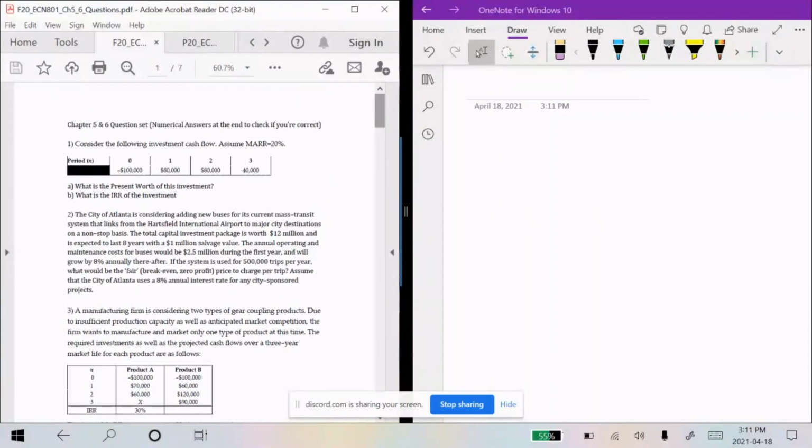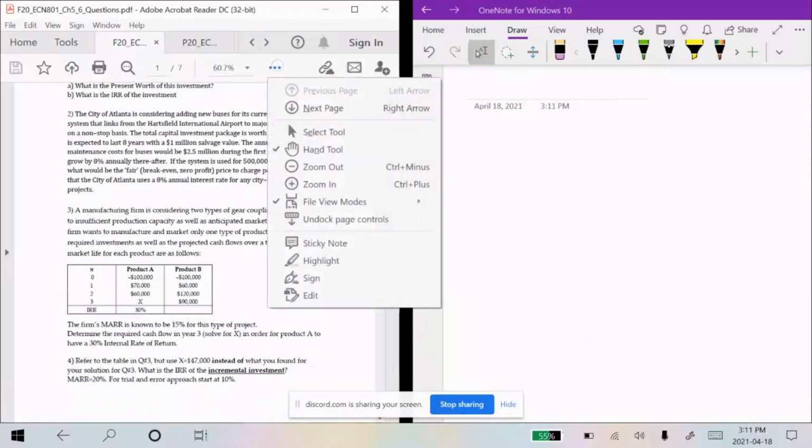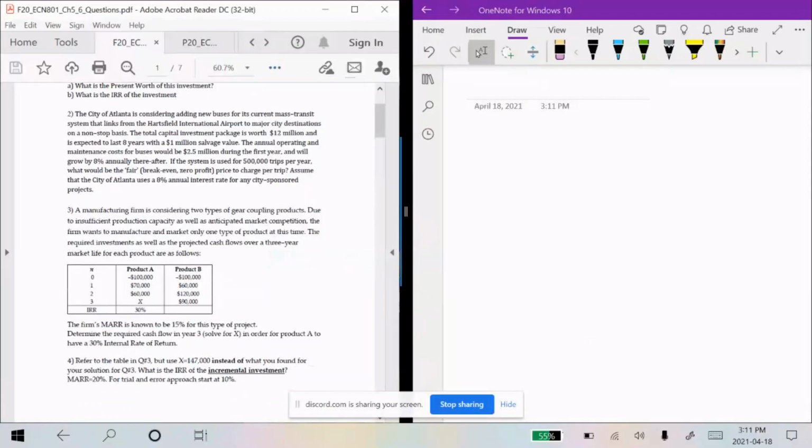Alright, so the chapter 5 and 6 set is just one set of problems. There's like 10 problems for both of those. So the first one's pretty simple, I guess I'll just skip that. We'll start with the second one. Okay, so let me highlight the important stuff here.